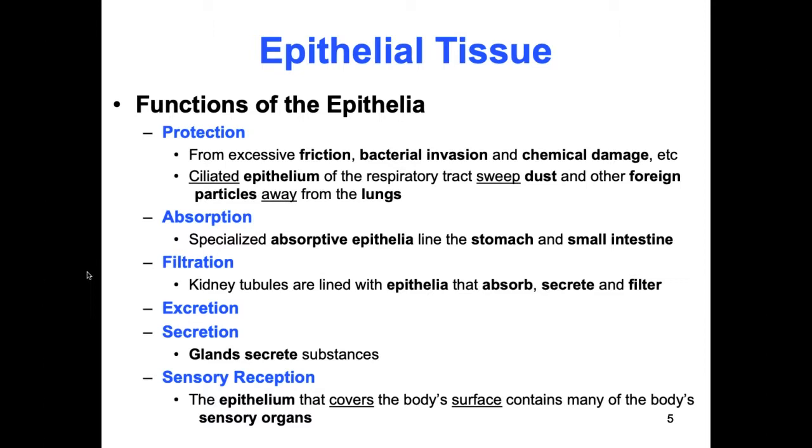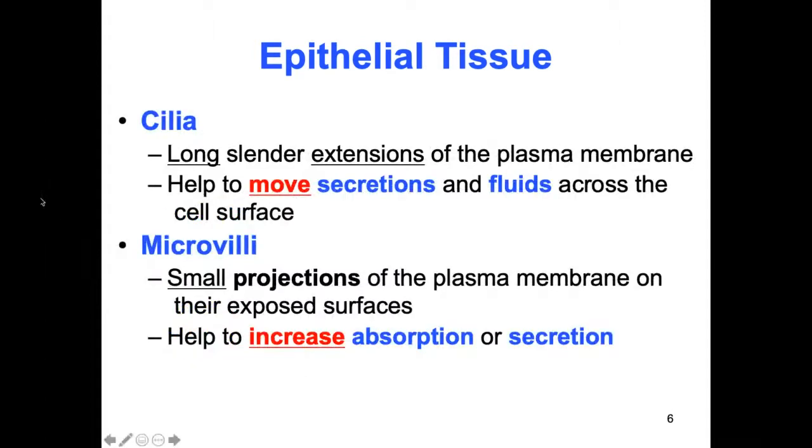Sensory reception. The epithelium covers the body surfaces and it contains a lot of sensory receptors or sensory organs. The cilia and microvilli are very, very similar. Cilia are long, slender extensions, whereas microvilli, there's the word micro, meaning much smaller projections. The cilia are long extensions that come off the plasma membrane, whereas microvilli are smaller projections off the plasma membrane. The cilia help to move secretions and fluids across the cell surface. Microvilli are involved with increasing absorption.